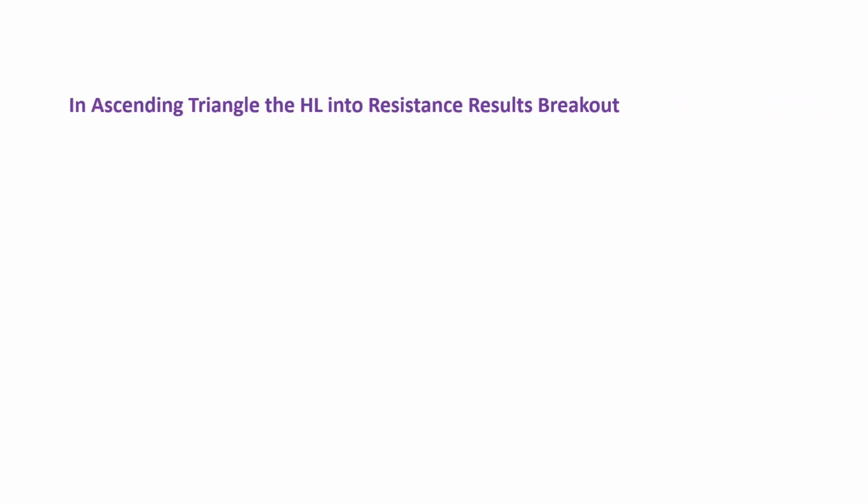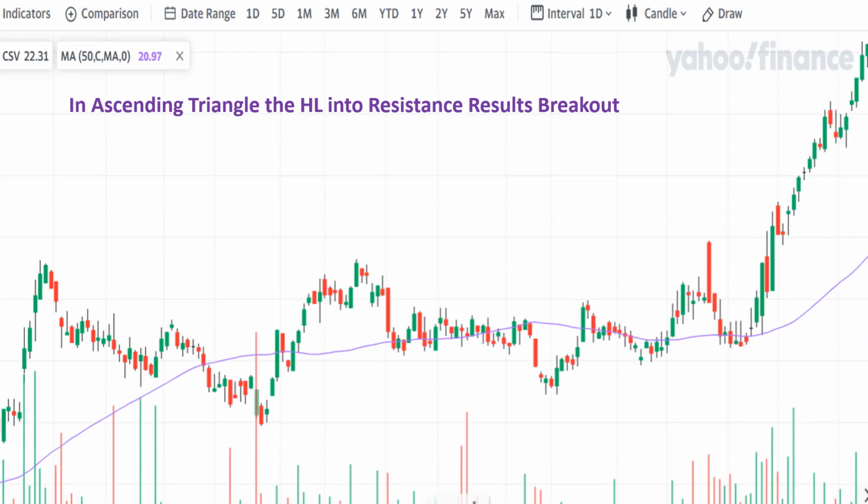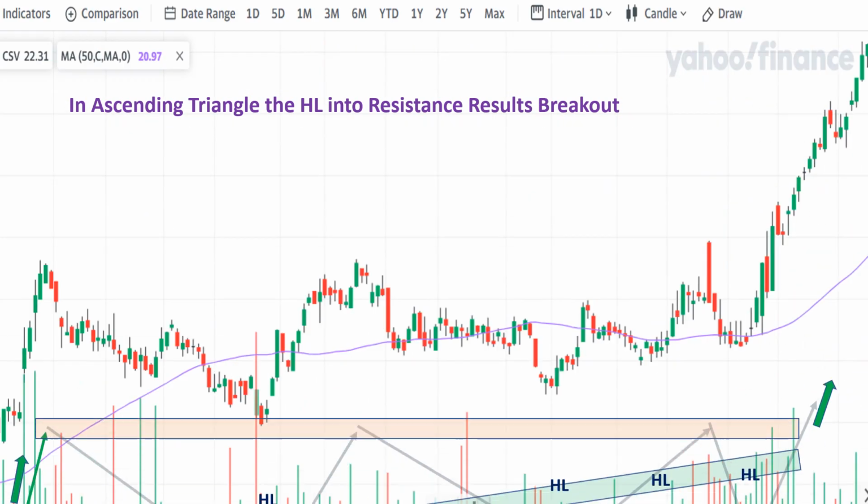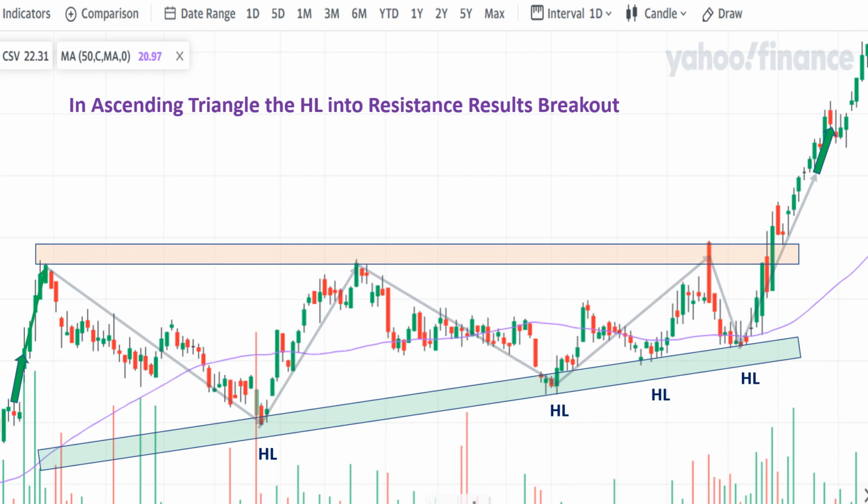In this example, let's focus on CSV stock. Observe on a D1 time frame, we notice an ascending triangle pattern with the price oscillating between the dynamic support trend line and horizontal resistance levels over a span of several months. As this price action unfolds, bullish momentum gradually builds, eventually leading to a breakout above the resistance level. The breakout occurs with this strong bullish candle.